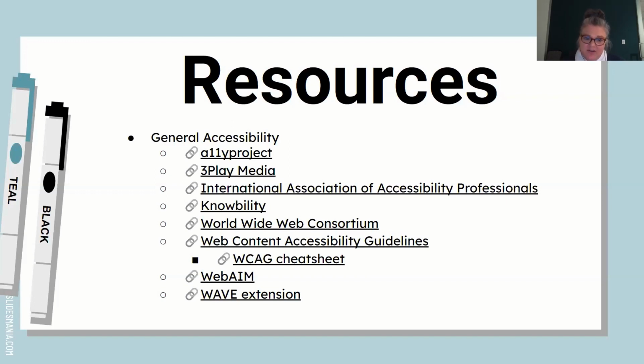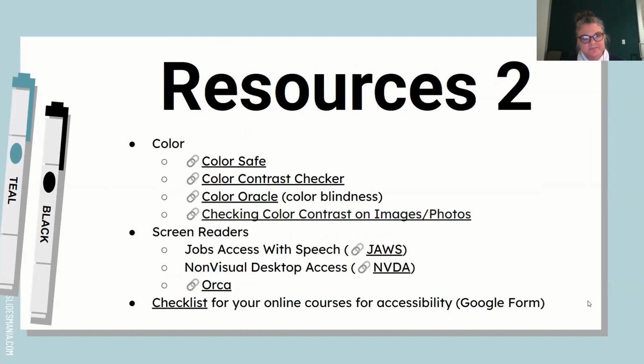So we have some general accessibility resources, including the Ally Project, 3Play Media, the International Association of Accessibility Professionals, the World Wide Web Consortium, where the WCAG cheat sheet is available. WebAIM is a great one. There's an extension you can use for both Chrome and Edge called WAVE. That's fantastic. That does some basic things. And then on the next slide, we have some more resources for you.